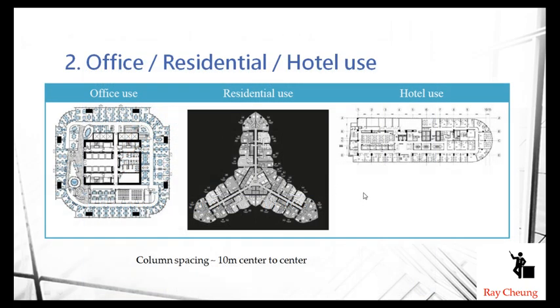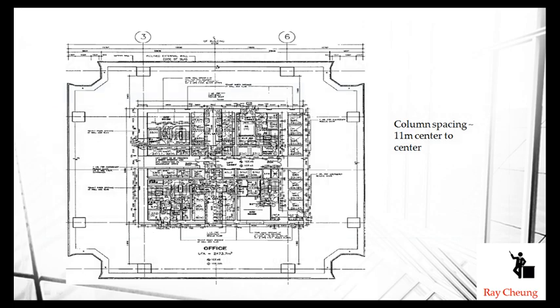For another form or use of building, for example, you can take a look at the so-called super tall building. Normally, you can see the column spacing is larger than 10 meters. And for the residential building or hotel building, sometimes you can also try to assume a 10 meter width. This shows one example in Hong Kong.